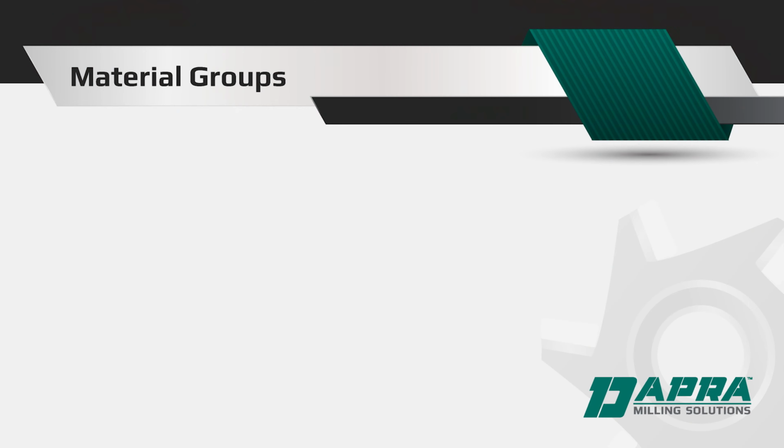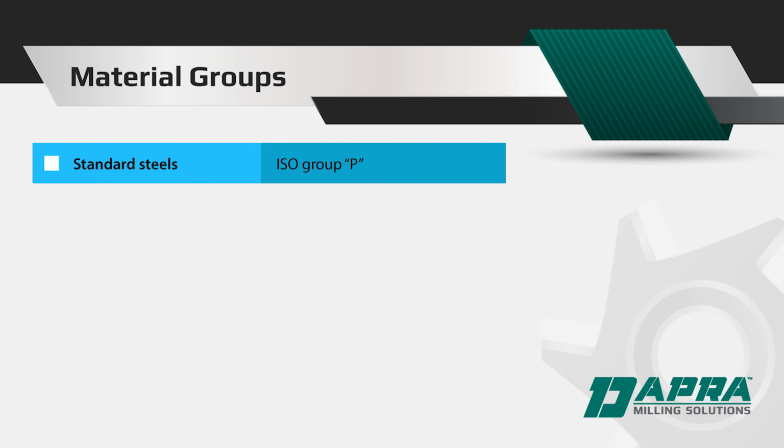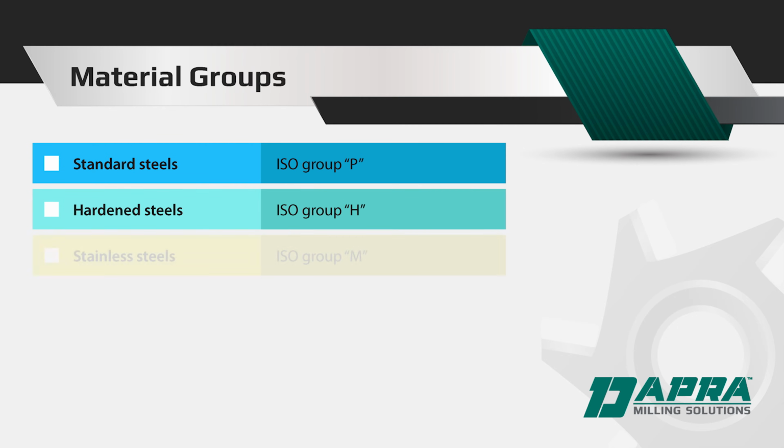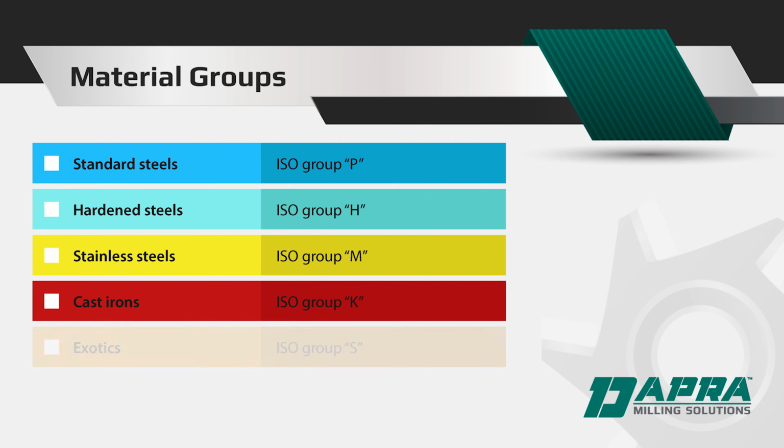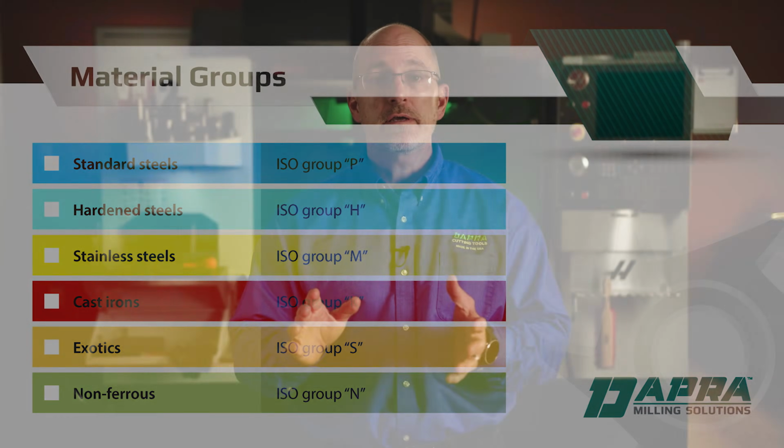Recall from a previous video that there are 6 primary material groups for machining. There's standard non-heat treated steel, hardened steel, stainless steel, cast iron, exotics, and non-ferrous. Let's take a look at which cutting geometries or edge preps most often work well with each of these material types. There are 4 primary types of cutting edge geometries or edge preps that we'll cover for the purposes of this video. Now, before we talk about the characteristics of each edge prep, let's look briefly at the different components of the cutting edge so that the diagrams and our talking points make more sense.